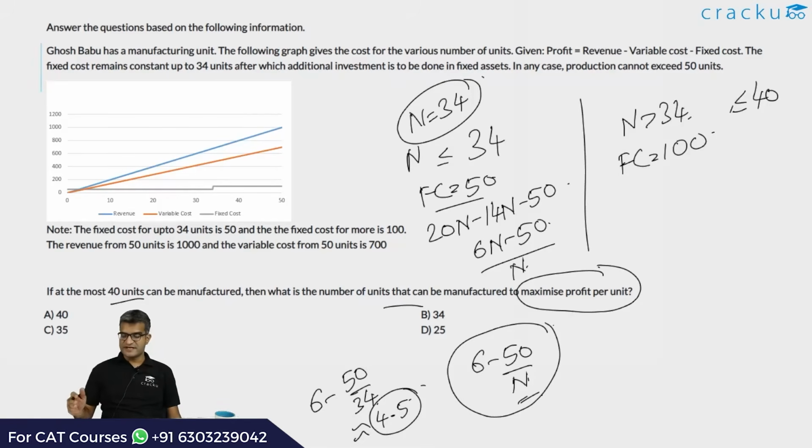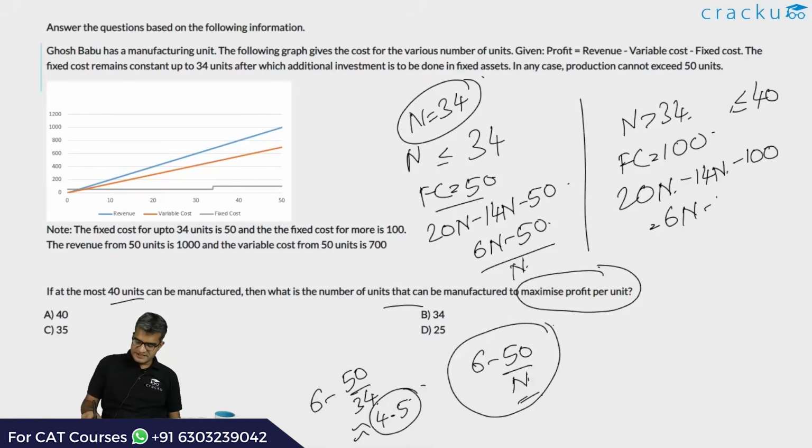Now suppose n is greater than 34 but less than or equal to 40. What is the profit? Again the profit is revenue, which is 20n, minus variable cost, which is 14n, minus the fixed cost, which is 100, which is equal to 6n minus 100. But this is the total profit. We are looking at the profit per unit. So divide this by n. This is equal to 6 minus 100 by n.